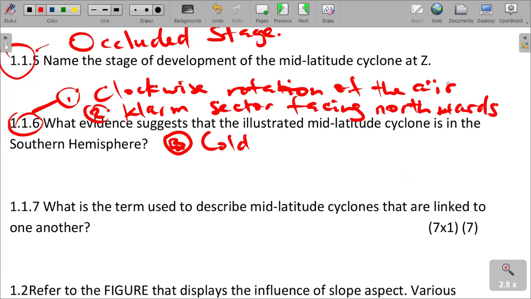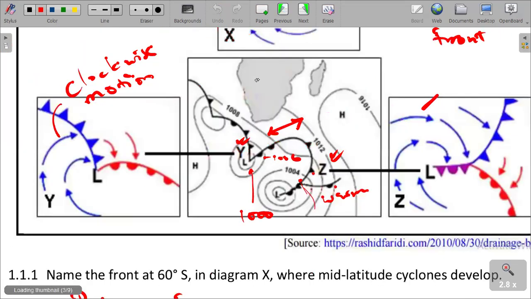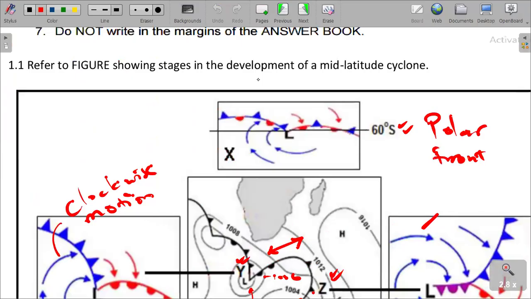The chord sector. We have also got the chord sector facing southwards. And then eventually the 60 degrees latitude line is also visible there on the graph, the 60 degrees south line of latitude that is shown.